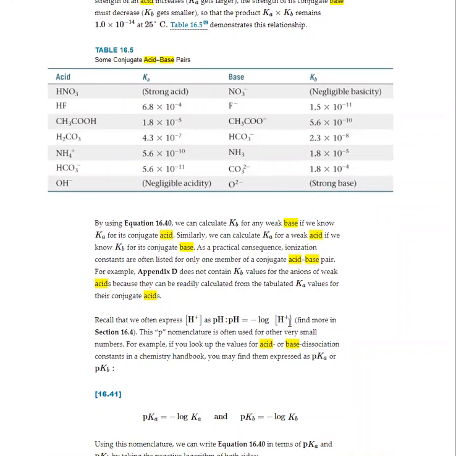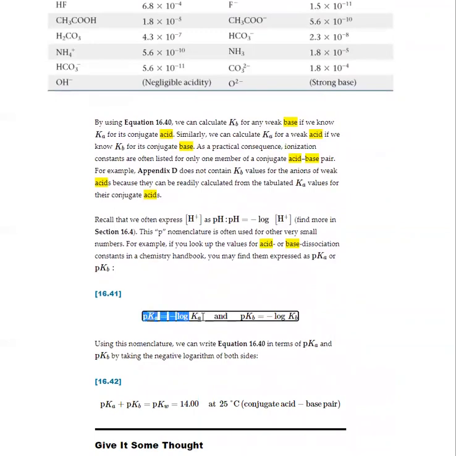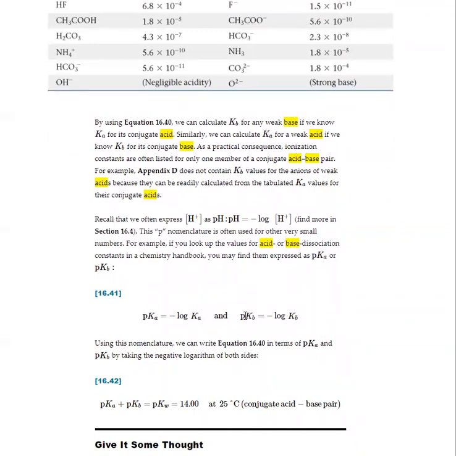How many times have we seen that now? You should know now that p equals negative log. Okay, so pKa or pKb. So what does the p stand for? Negative log. So what is pKa? It's the negative log of Ka. What is pKb? Negative log of Kb. It says it again down here. pKa equals negative log of Ka. pKb equals negative log of Kb.